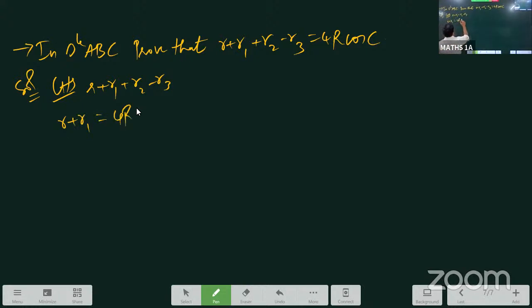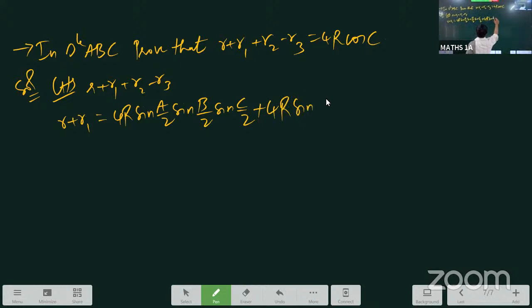What is R? 4R sin A by 2, sin B by 2, sin C by 2 plus R1, 4R sin A by 2, cos B by 2, cos C by 2. R1, R2, R3 in terms of sin. This is another formula. For R1, we are having so many formulas like delta by S minus A, 4R sin A by 2, cos B by 2, cos C by 2. Right? Like this, you will have 2-3 formulas for R1. And among them, delta by S minus A and 4R sin A by 2, cos B by 2, cos C by 2 are the most of the things we will use.